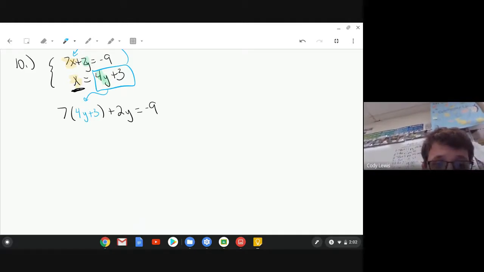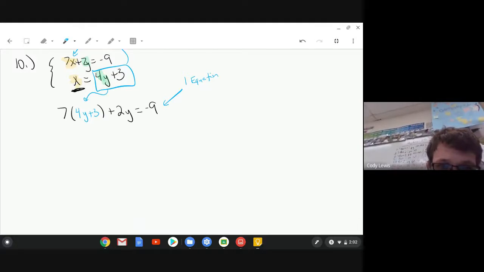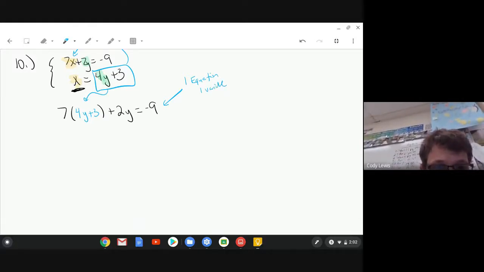So now that I have one equation, the reason I couldn't solve this when I first started is because the bottom equation has one equation with 2 variables. The top equation has one equation with 2 variables. I want one equation with only y's or only x's. That's what I got. Now, before I can do any inverse operations backwards, I have to get all my y's together.